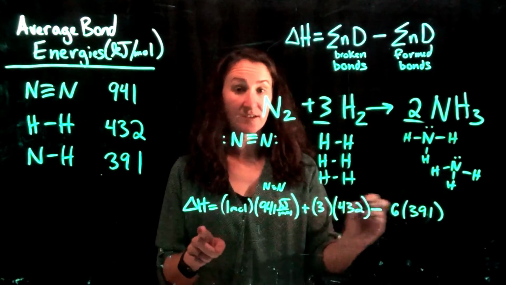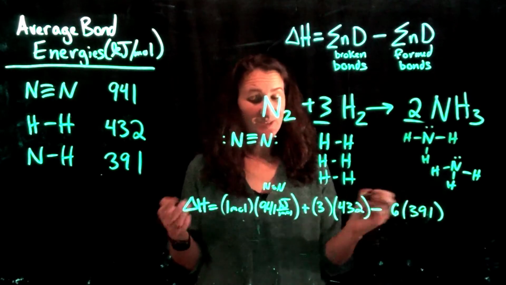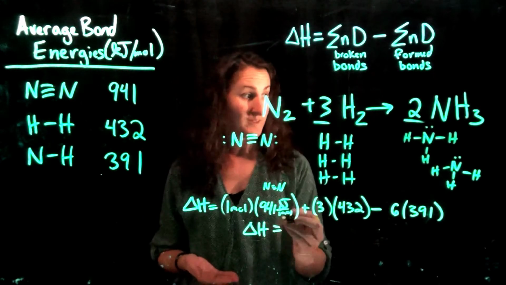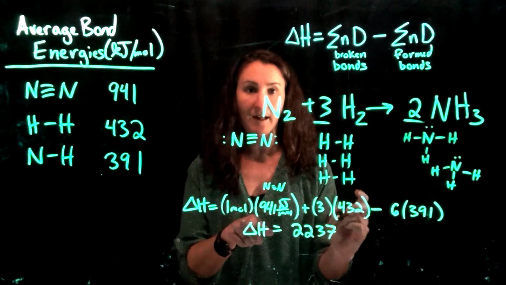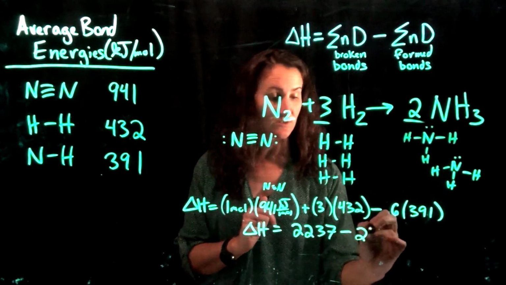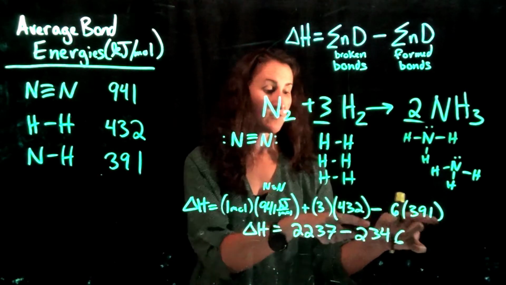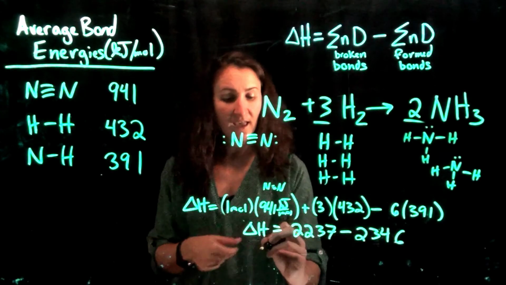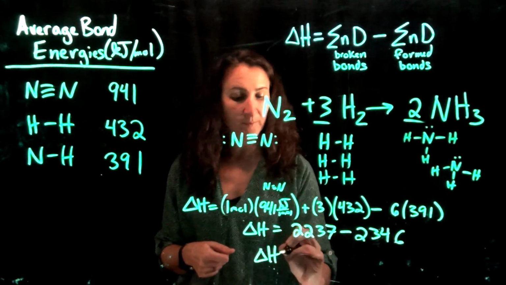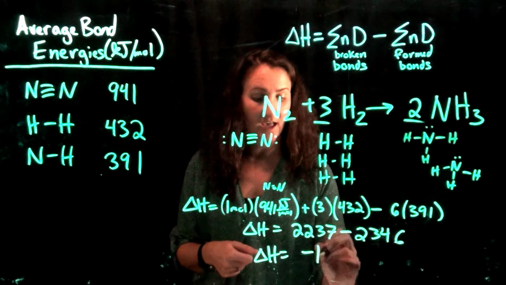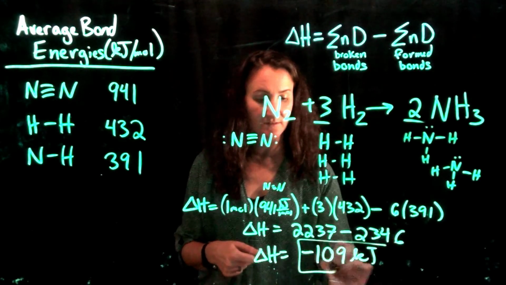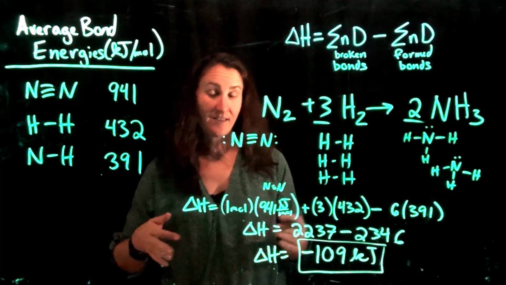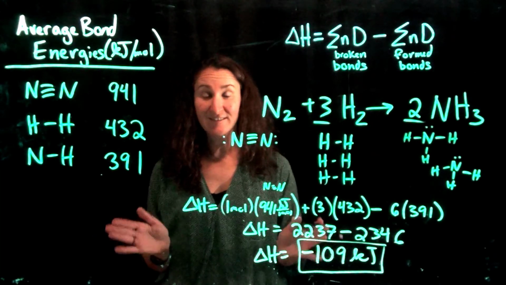All right, now you just put that in your calculator and see what you get. You should have gotten enthalpy values of 2,237 for the positives, minus 2,346 for my negatives, my bonds formed, and a total enthalpy change for this reaction of a negative 109 kilojoules. Negative, energy released. All that stuff still applies.